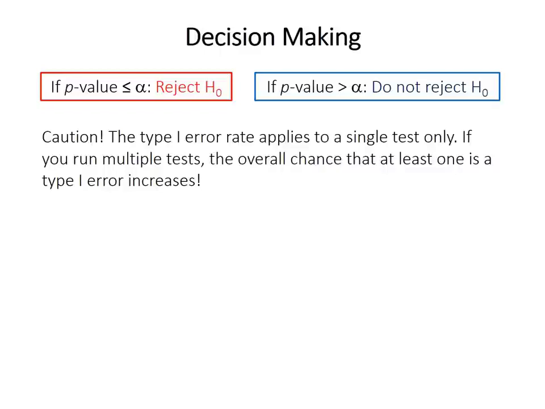Basically, if you run multiple tests, if you sort of dredge through your data trying to find things, the overall chance that you're going to find something that is a type 1 error, that you're going to find one of these false positives or false discoveries, is increased, potentially a lot.